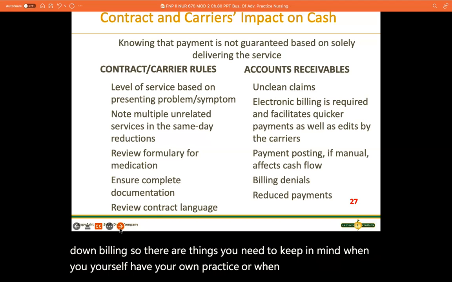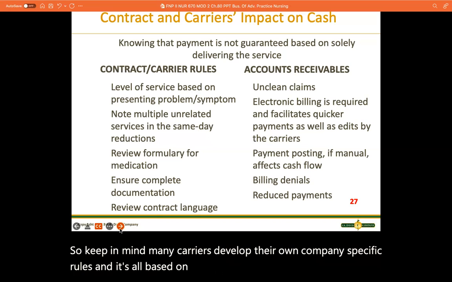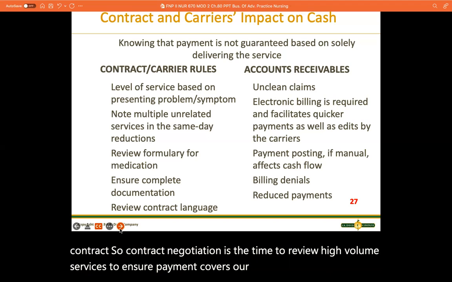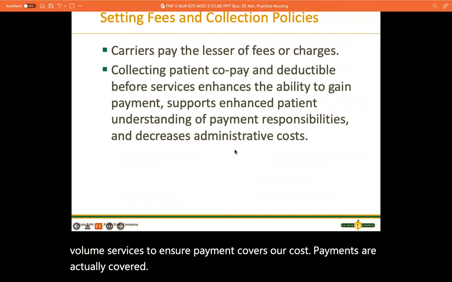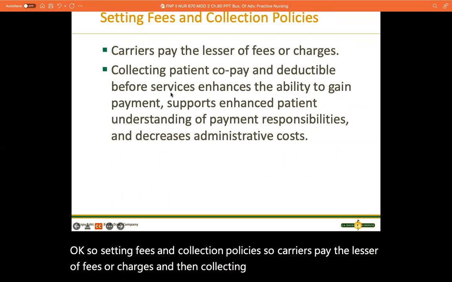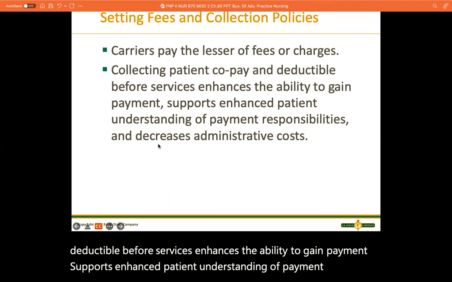So keep in mind, many carriers develop their own company-specific rules, and it's all based on whatever they come up with in their contract. So contract negotiation is the time to review high volume services to ensure payments actually cover our costs. Okay, so setting fees and collection policies. Carriers pay the lesser of fees or charges, and collecting patient co-pay and deductible before services enhances the ability to gain payment, supports enhanced patient understanding of payment responsibilities, and decreases administrative costs.